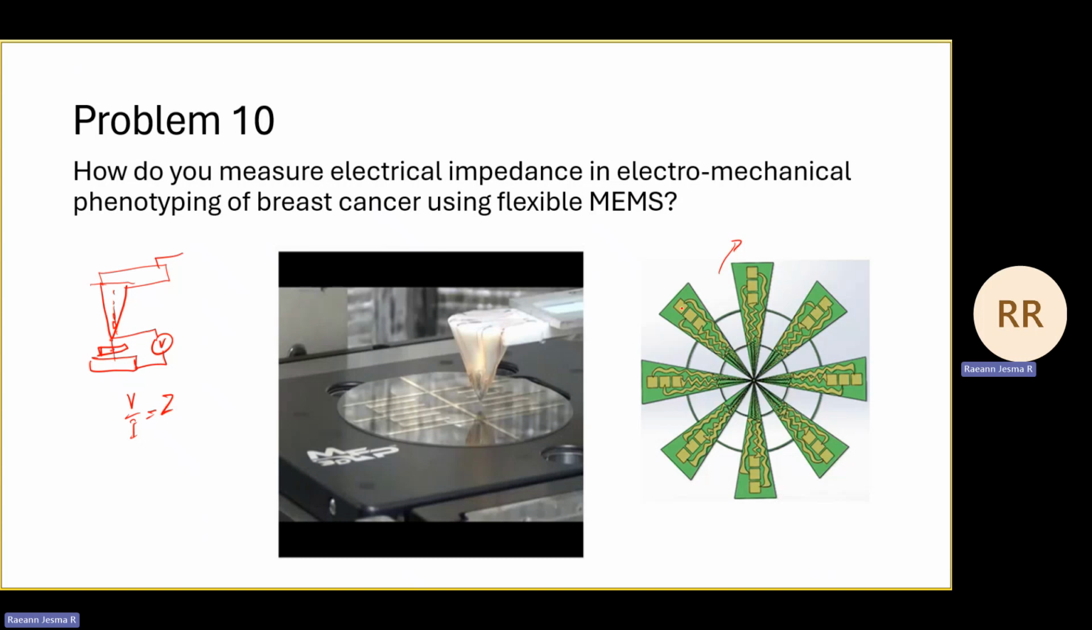Here you can see these are the contact pads, and these are the electrodes. This tip will make contact with the tissue. Once it makes contact with the tissue and presses against it, since we have an electrode at the bottom, there will be some sort of conductive path between the two. So when we apply voltage across these two electrodes, we'll have some current flowing through the tissue, from which we can find out the electrical impedance of the tissue. Is this clear?